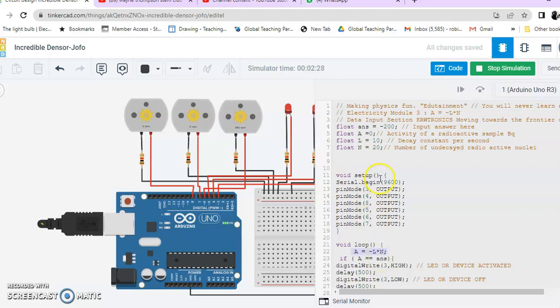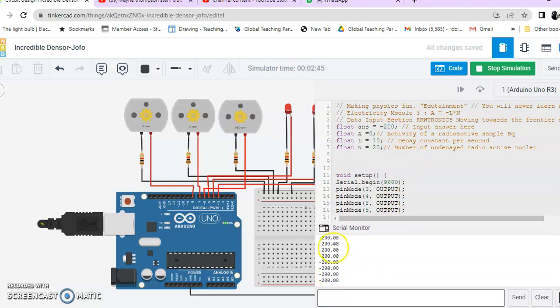If our inputs are 10 and 20, where 10 is the decay constant per second, and N is the number of undecayed radioactive nuclei, then if we put in these two values, our result will be negative 200. If we're not sure, we can click on the serial monitor, and what we see is that the computation for A is negative 200.